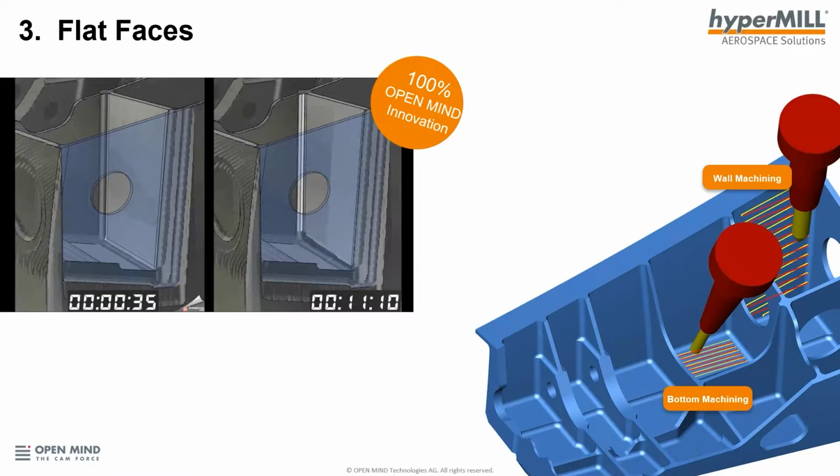If you compare the left-hand video to the right-hand video, you can see cutting this face with a barrel tool gives a result in something like 35 seconds, whereas if you did it with a conventional ball mill, it's 11 minutes. So there's a considerable time saving cutting these types of features on a part.